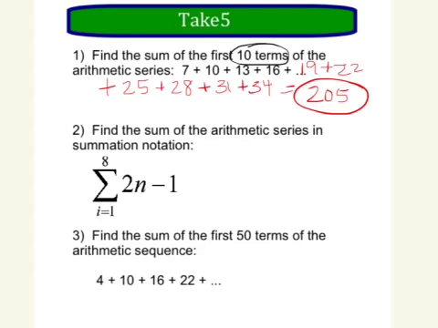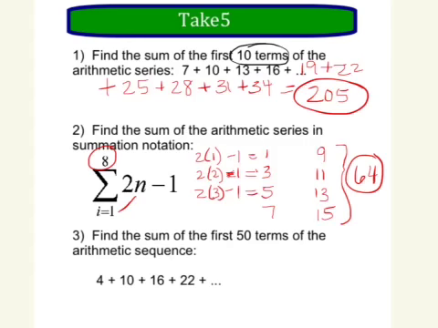So here are the 10 terms, and when we add them up, we get that the sum is 205. Same thing if we have summation notation, we can use the rule and generate all 8 terms and just punch them into our calculator and add them up. So we'll plug in 1, plug in 2, all the way to 8. If we don't have a lot of terms, when we list out all 8 terms for number 2, we can just add them up in our calculator and get 64.